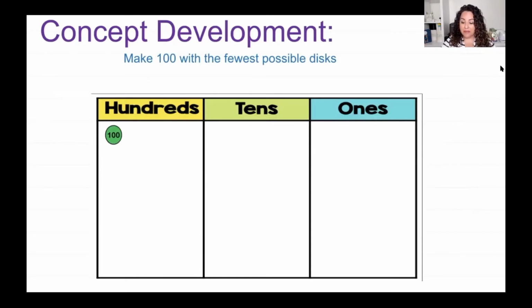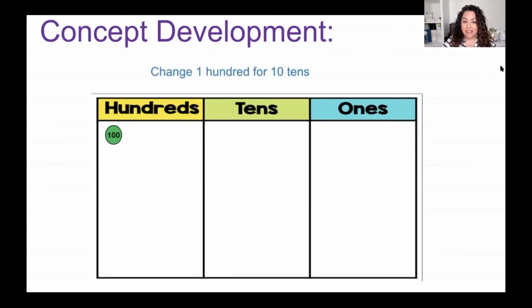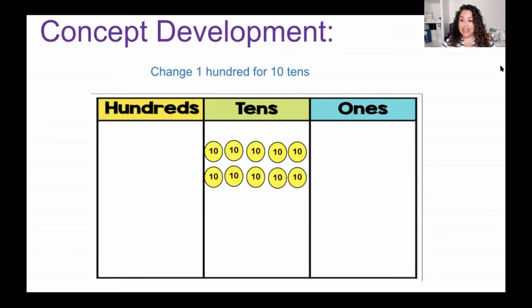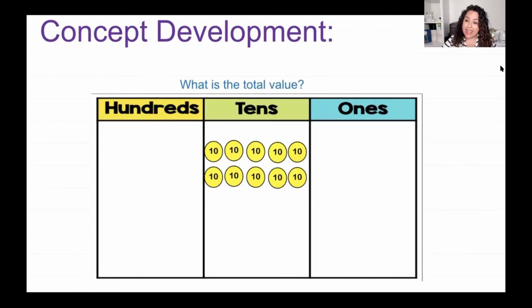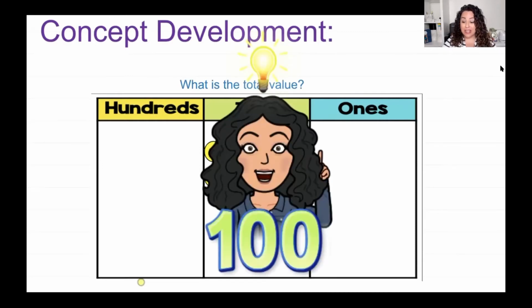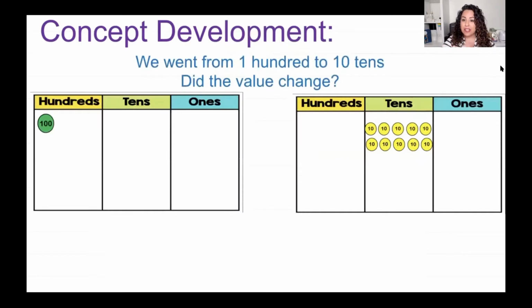That was easy. Now let's look at our next task. Change 100 for 10 tens. Okay, I can do that. Sending my 100 over, and there are my tens. What is the total value of 10 tens? Well, let's count them. 10, 20, 30, 40, 50, 60, 70, 80, 90, 100. I have 100. So let's go ahead and take a look at these two models.